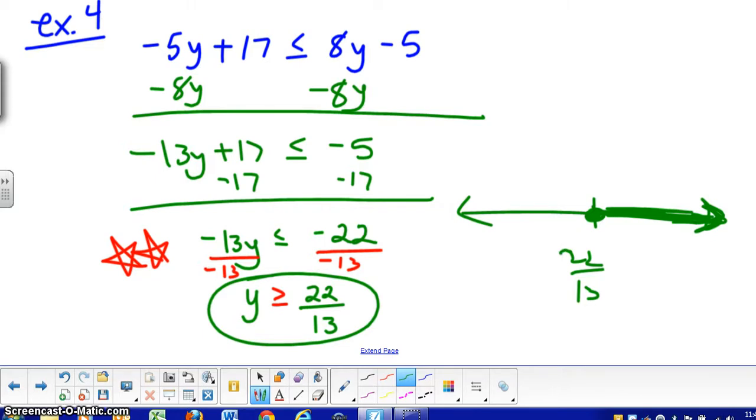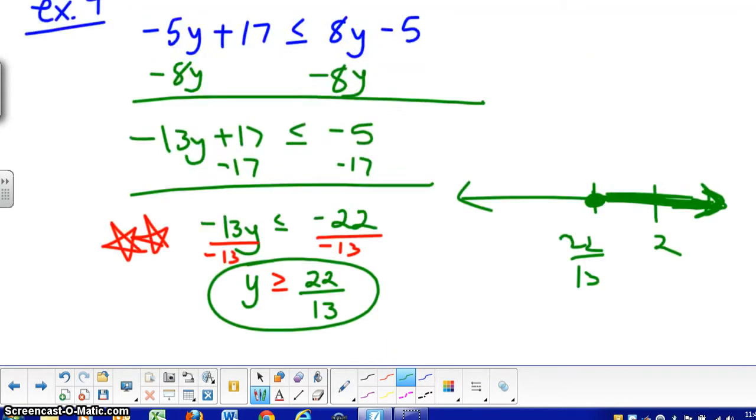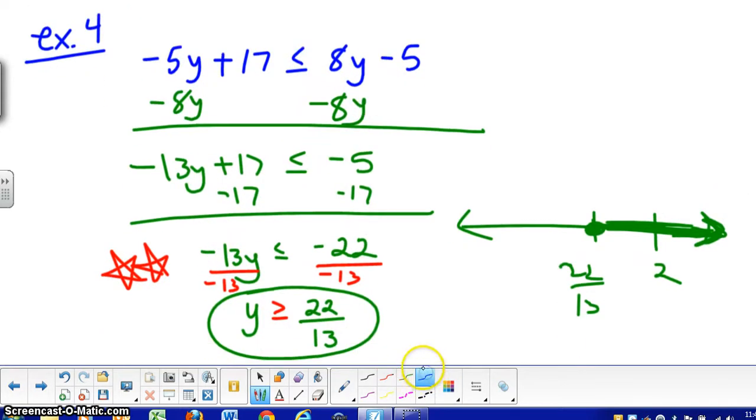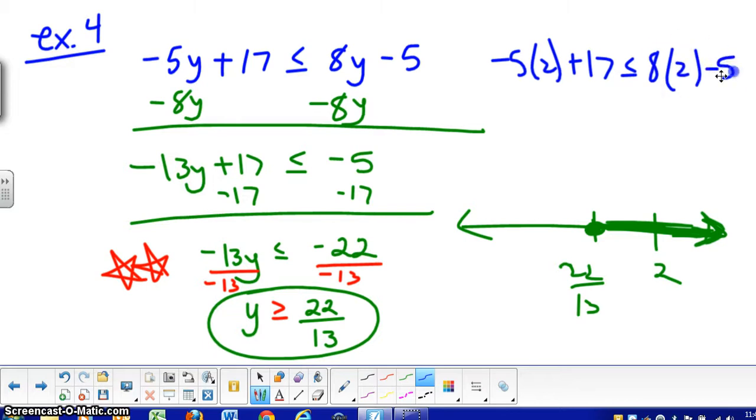Once again, let's do a little check to make sure we have it in the right spot. I know that 22/13 is less than 2, so I'm going to pick 2 to plug in. We could plug that into the original. -5 times 2 plus 17, and we have to find out if it's less than or equal to 8 times 2 minus 5. So -10 plus 17, 16 minus 5, and you have 7 ≤ 11. Is that a true statement?